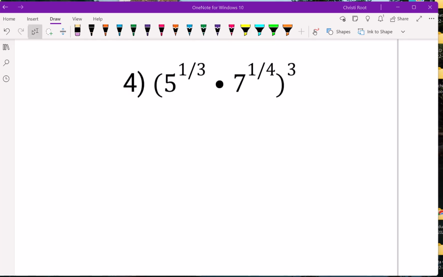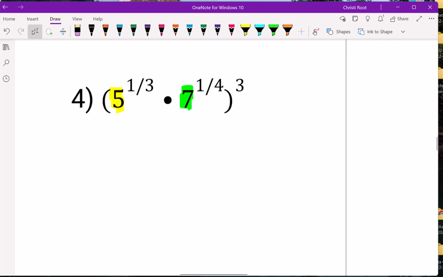Okay, question 4. Y'all see that 5 and 7 are different. So I can't use any rules with 5 and 7. And even the exponents on the 5 and 7 are also different. So really the only thing that I can do is get rid of this 3. How do I get rid of that 3? I'm going to use power to a power.